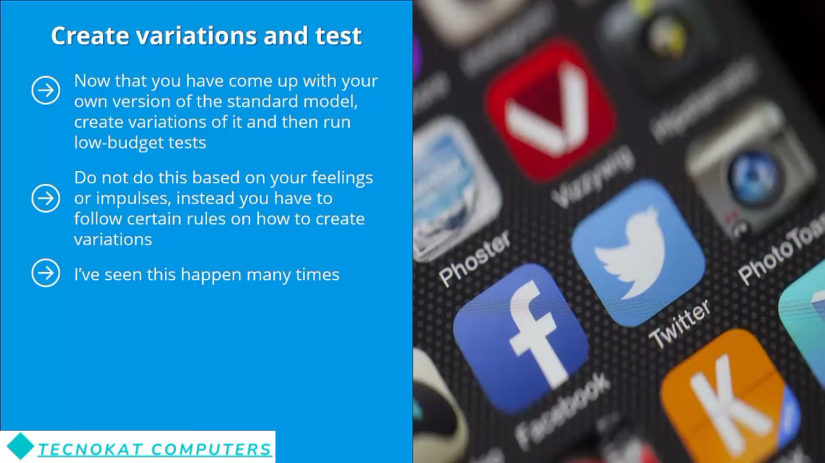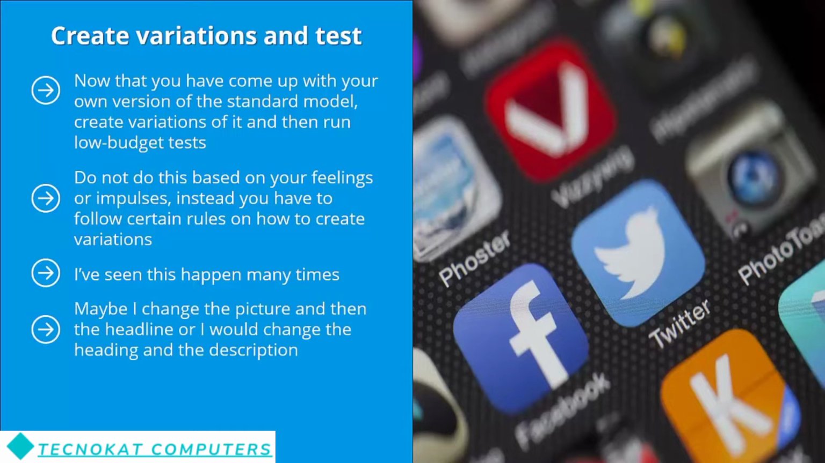I've seen this happen many times. In fact, I've committed this mistake before. I would take an ad and test it. I would notice that it's not getting that many clicks, so I'd change half of the ad. Maybe I changed the picture and then the headline, or I would change the heading and the description. Whatever the case may be, I would change half of the ad, and sure enough, it would improve. But when I try to improve things again by changing the other half of the ad, it falls apart.